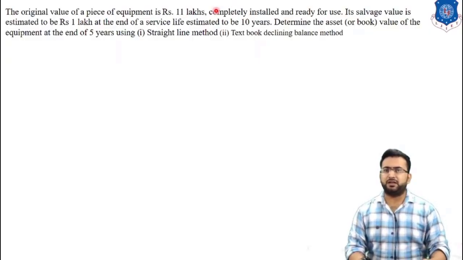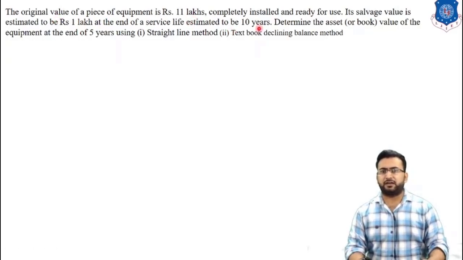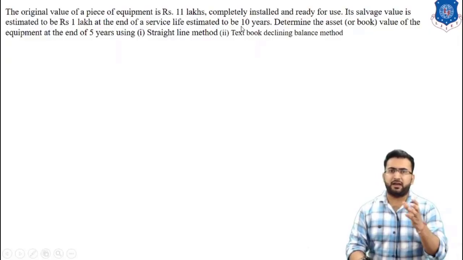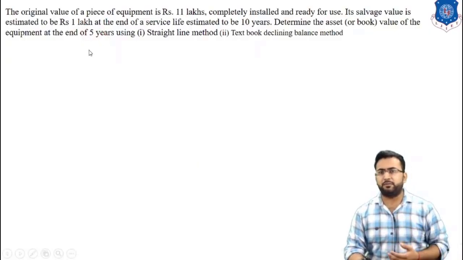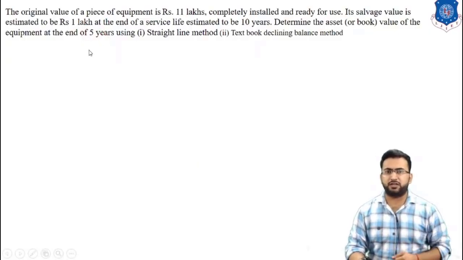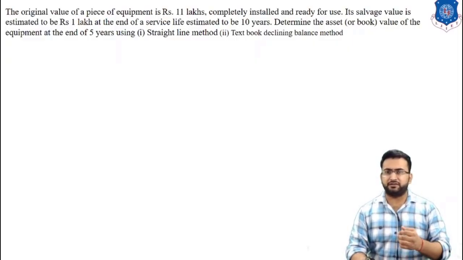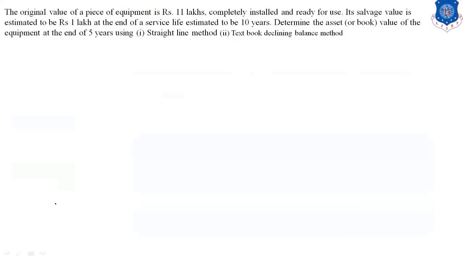So in the statement it is given that there is one equipment whose cost is 11 lakh rupees and salvage value for that equipment is 1 lakh rupees. The service life for that equipment is 10 years, and we have to determine the book value of the equipment at the end of the fifth year using the straight line method and the textbook declining balance method, which means the declining balance method. So let's calculate this numerical.